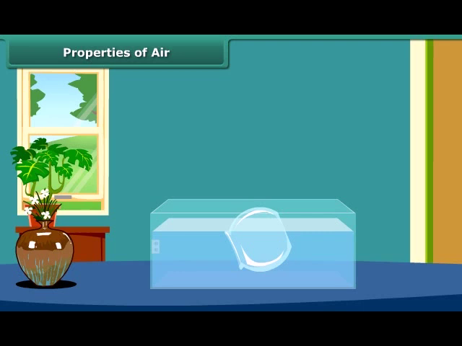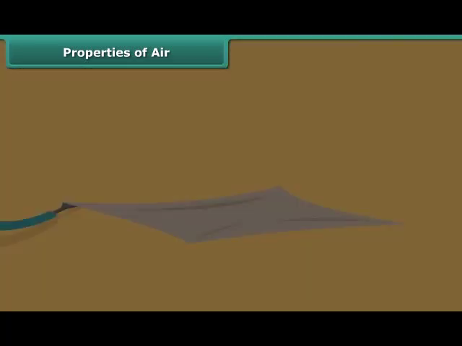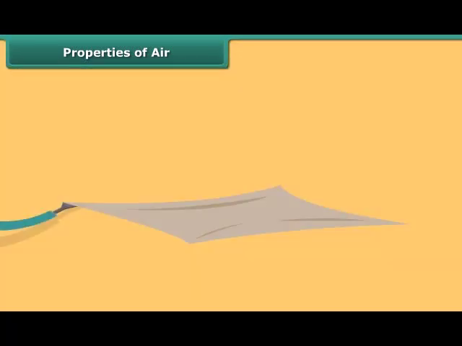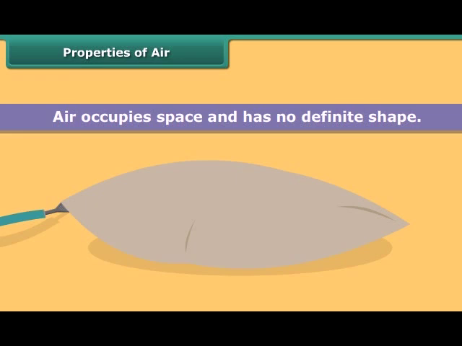So you can see that the pitcher is not empty. Air that was present in the pitcher is coming out. This shows that air occupies space. Inflate an air pillow. What do you see? It grows in size. This shows that air occupies space and has no definite shape.